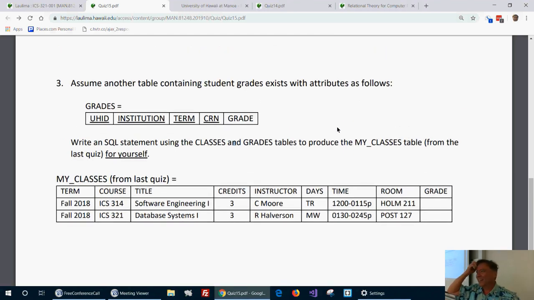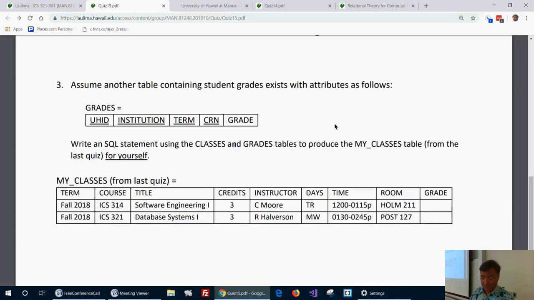So this way, if you end up with somebody else's code, you're going to have to understand it well enough to know that your UHID goes in there instead of his or hers.